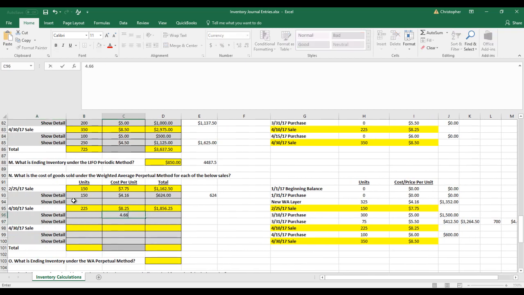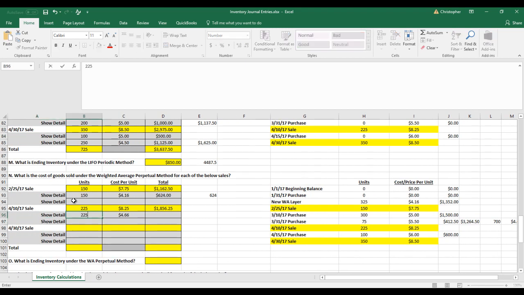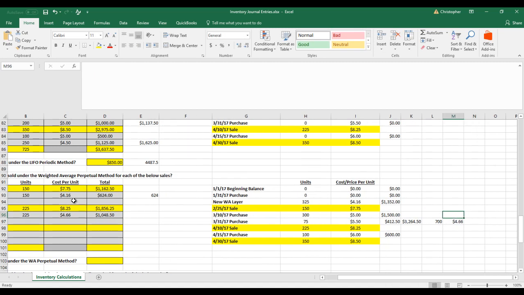So $466 is our total cost per unit, and we need to sell 225 of those units. So if we had 700 units, we sold 225 of them, that's going to be 475 remaining at 466 per unit. 475 at 466, just like I did before, I'm destroying all previous layers.